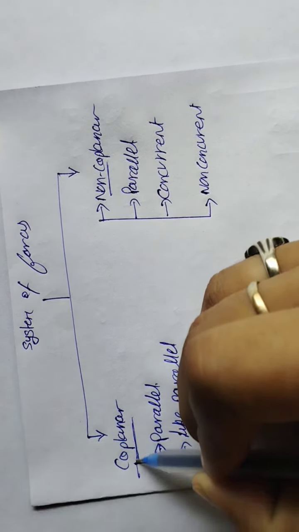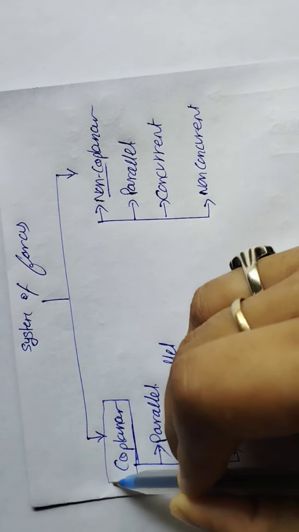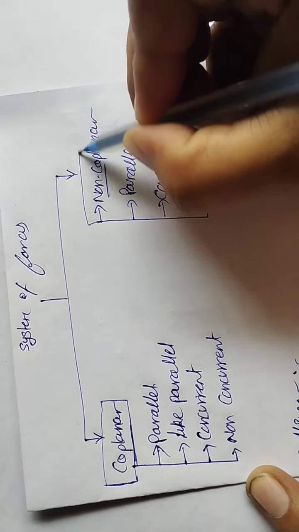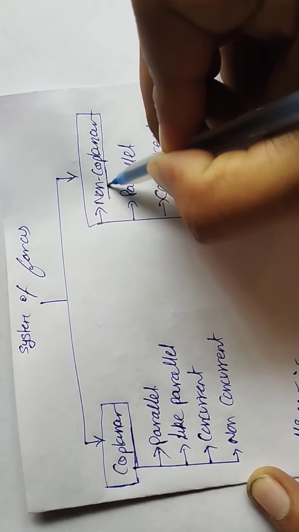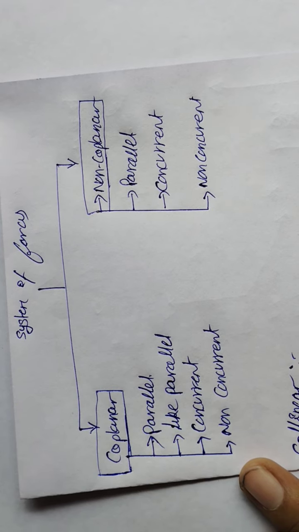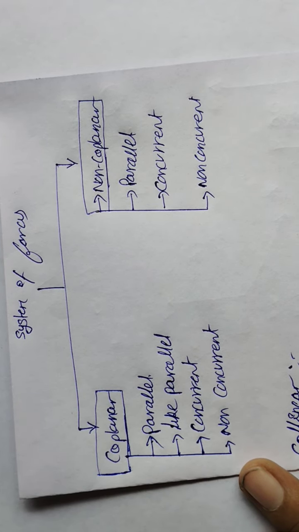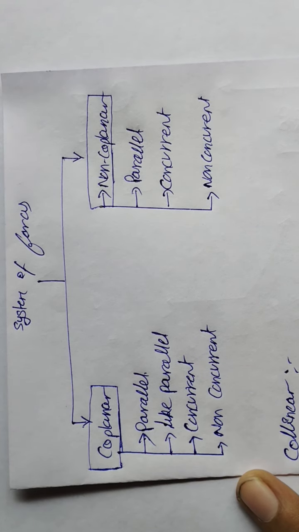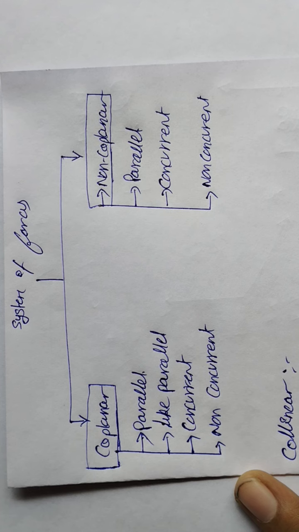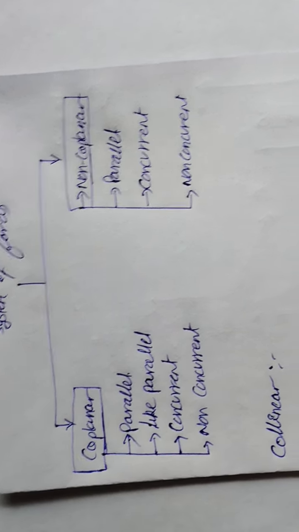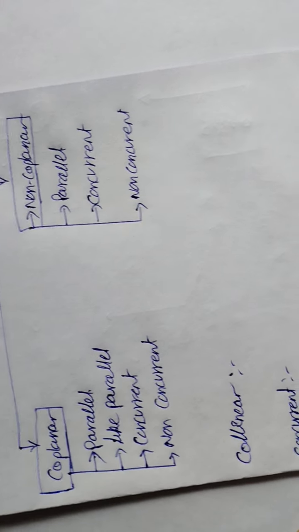Coplanar means, if all the forces lie in the same plane, that is called coplanar forces, and if the forces do not lie in the same plane, that is called non-coplanar forces. Now, before coming back to coplanar forces and types of coplanar forces, you should know two basic forces, that is collinear force and concurrent force.